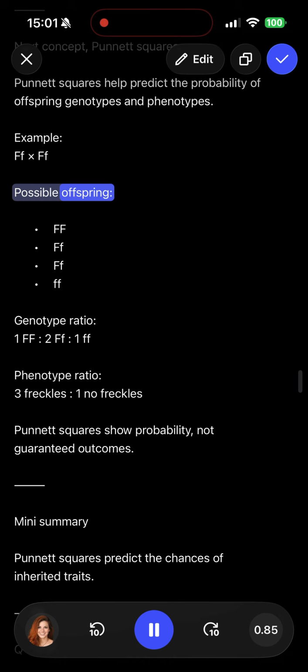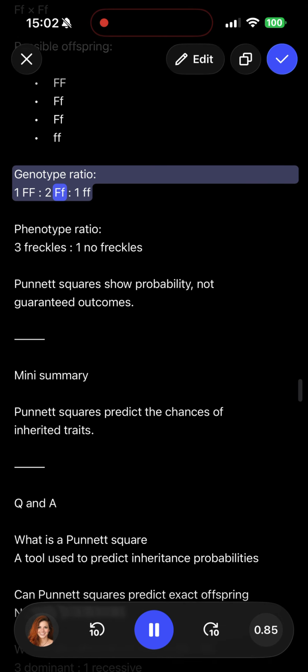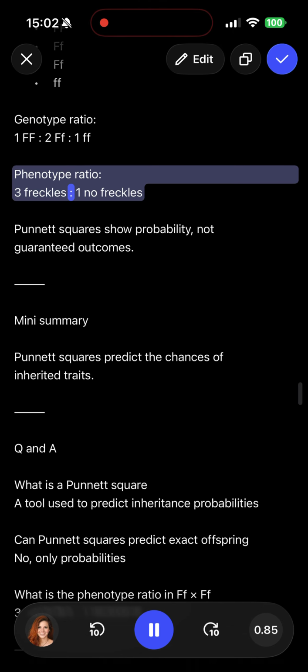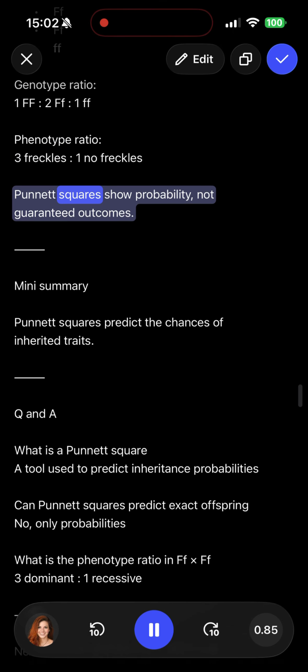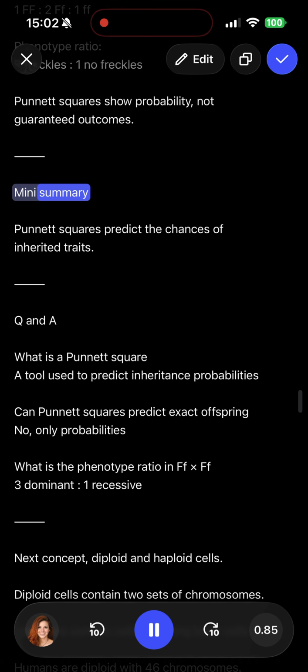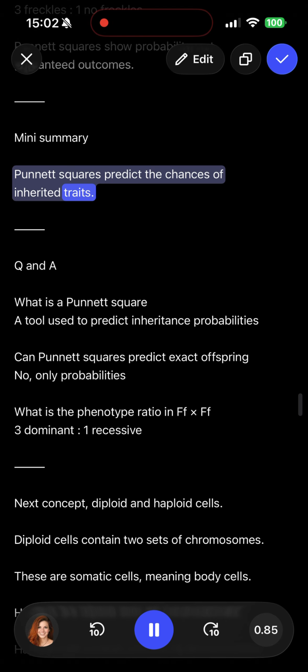Possible offspring: FF. Genotype ratio: 1 FF, 2 Ff, 1 ff. Phenotype ratio: 3 freckles, 1 no freckles. Punnett squares show probability, not guaranteed outcomes. Mini summary: Punnett squares predict the chances of inherited traits.